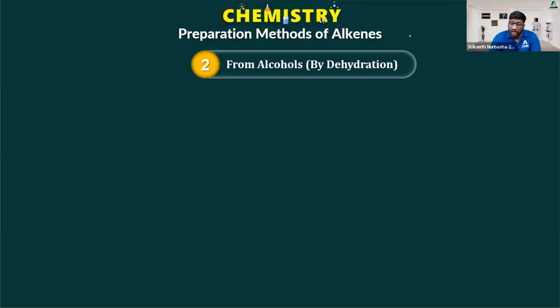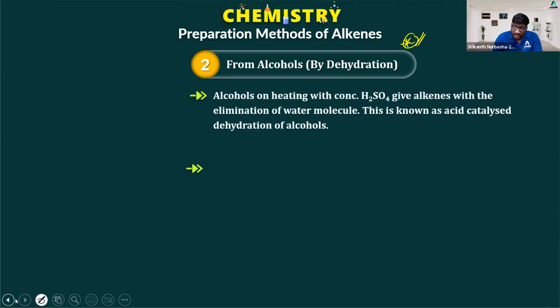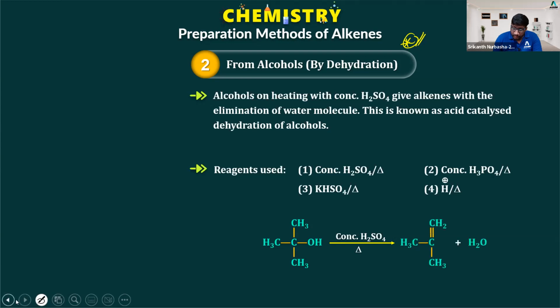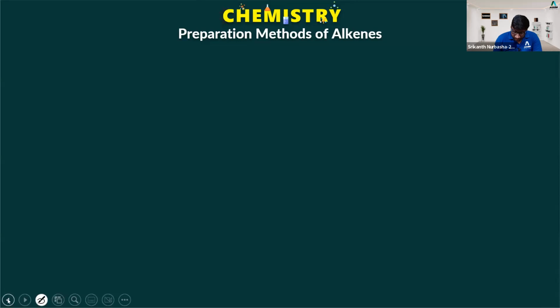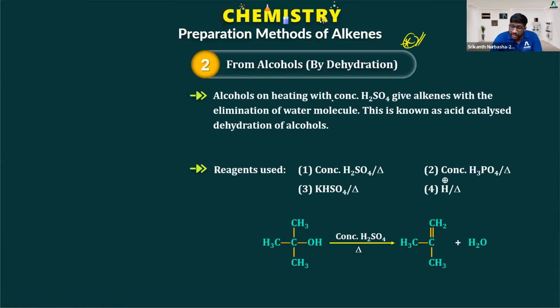The second method is from alcohols, that is by dehydration. Dehydration, as I have told you, is removal of water from the alcohol. The dehydration reaction proceeds through 3 steps. What are the 3 steps? Can anyone think of? Alcohols on heating with concentrated H2SO4 give alkene with elimination of a water molecule. This is known as acid catalyzed dehydration of alcohols.